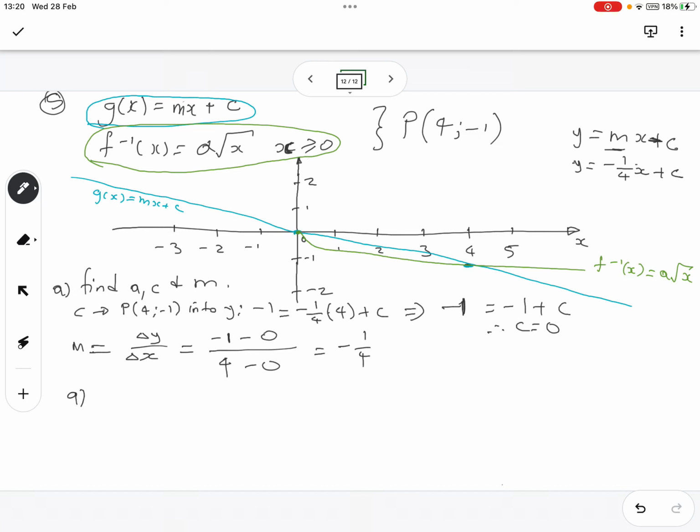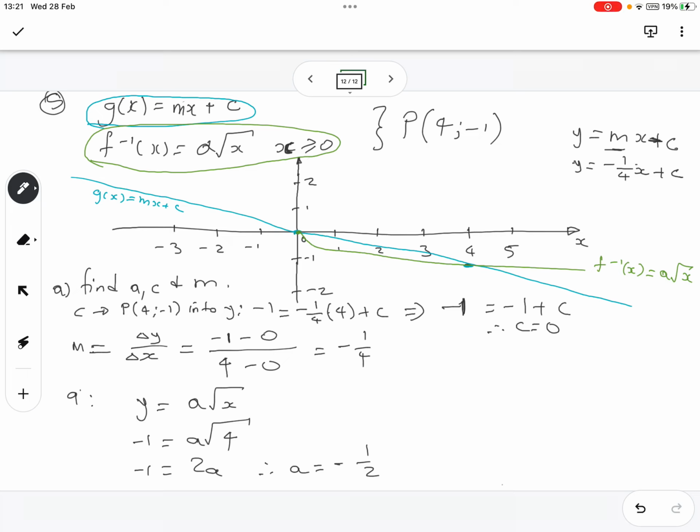Now we're left with a. How are we going to find a? We can substitute P into that function. Okay, so if we have y equals a root x, then -1 equals a times the square root of 4. -1 is 2a, therefore a is -1/2.